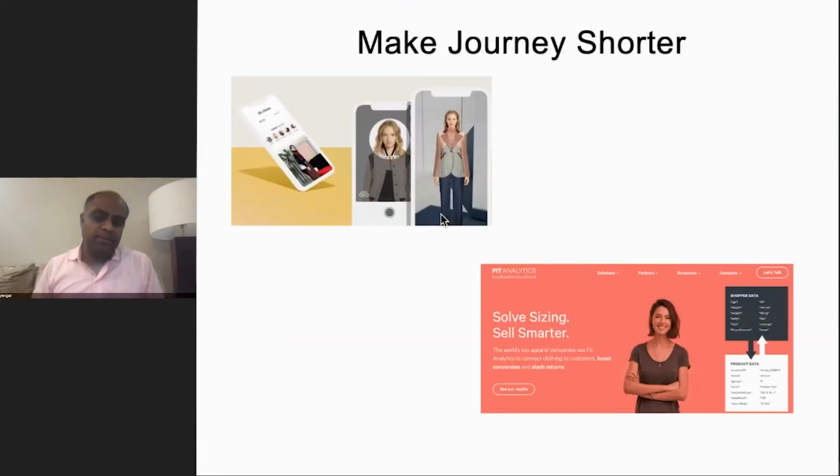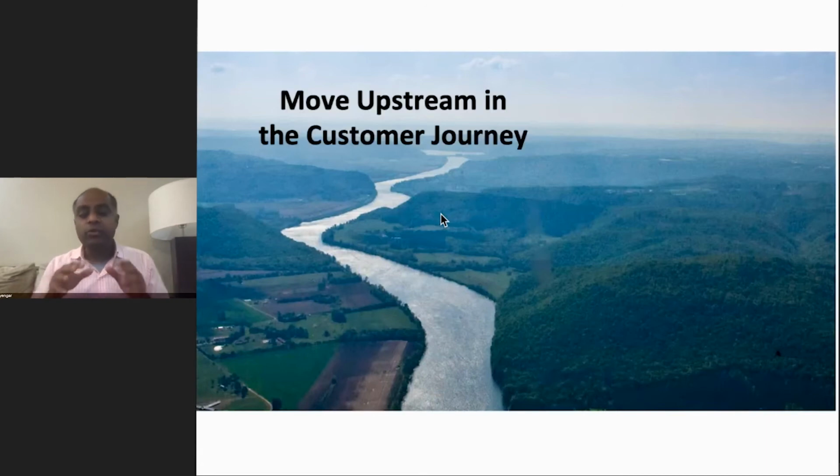So these are examples where you might use virtual kind of fitting rooms. You can use different kinds of apps which can help you figure out, from the time of awareness of the need to actual purchase, how can they make the journey shorter? So that's another example. I think a third thing to think about, of course, is can you in some sense move upstream in the customer journey?